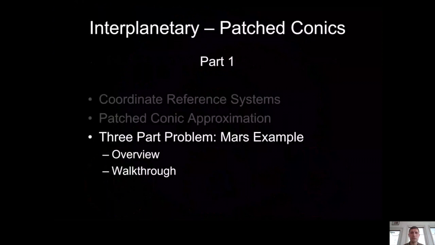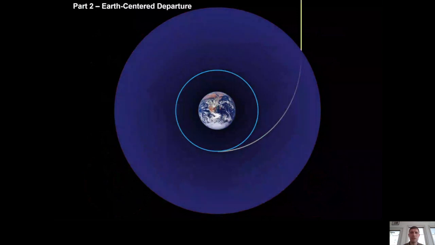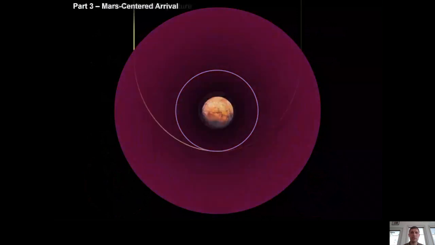Okay, so let's jump into a Mars example. We're going to do it conceptually first, and then in the next video, we'll dive into the math. Okay, so the first one, let's talk about the sun-centered transfer. So part one, how do we solve this? It's no different than a Hohmann transfer. Then we're going to jump into the Earth-centered departure next, followed by the Mars-centered arrival.